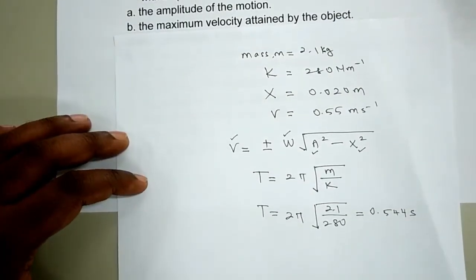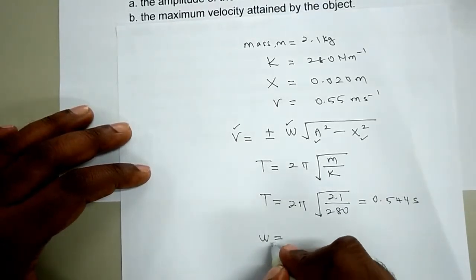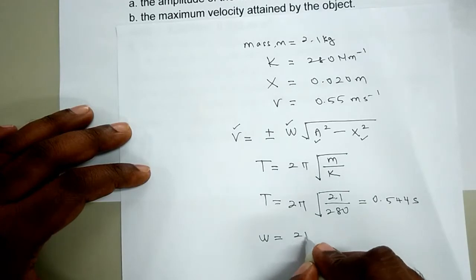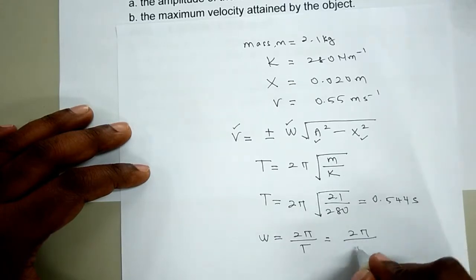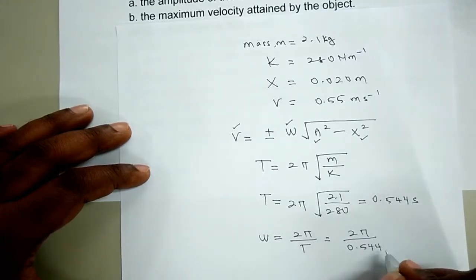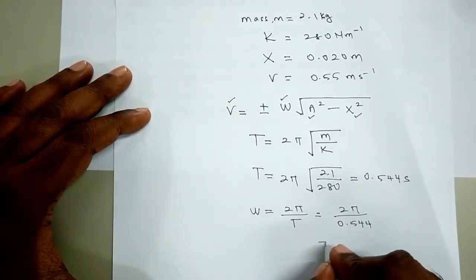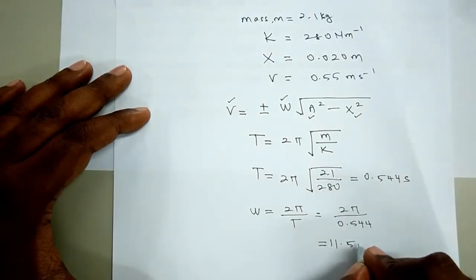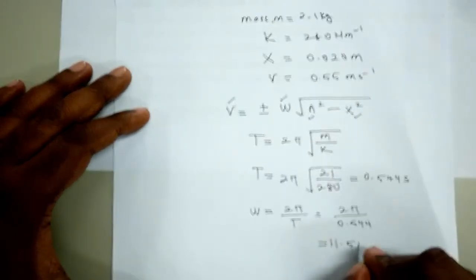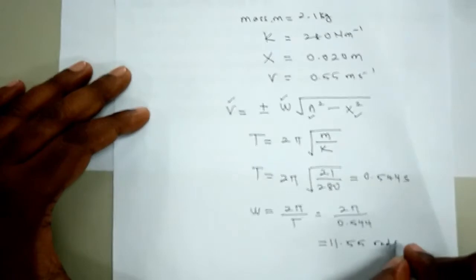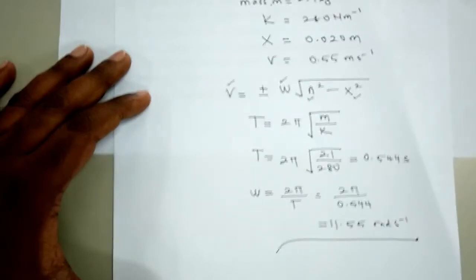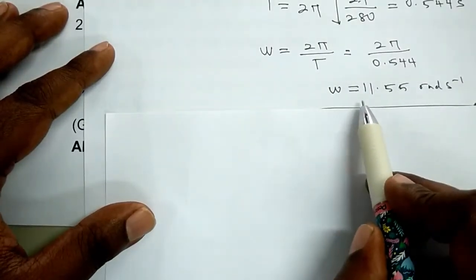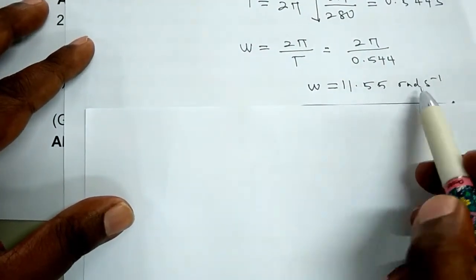Once you get the period, now we can get omega equals 2 pi over period, which is 2 pi divided by 0.544 second. You will get 11.55 radians per second. So we managed to get omega equals 11.55 radians per second.